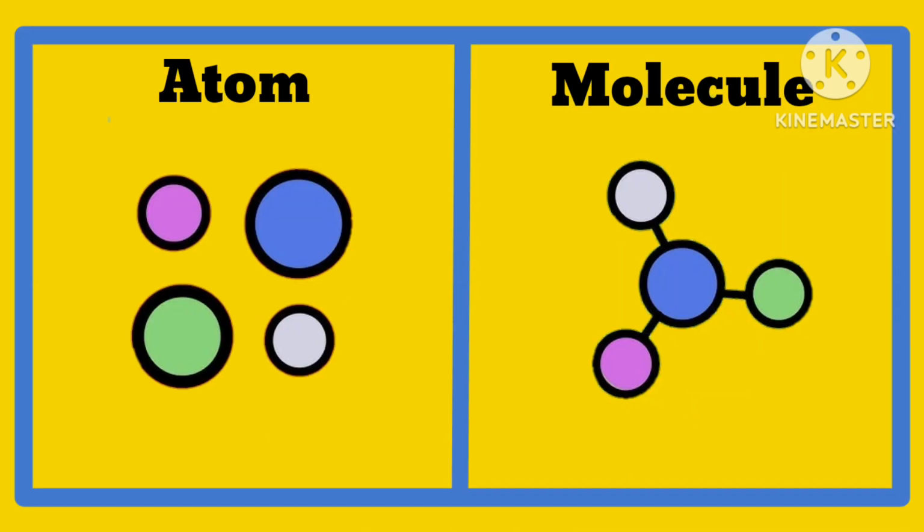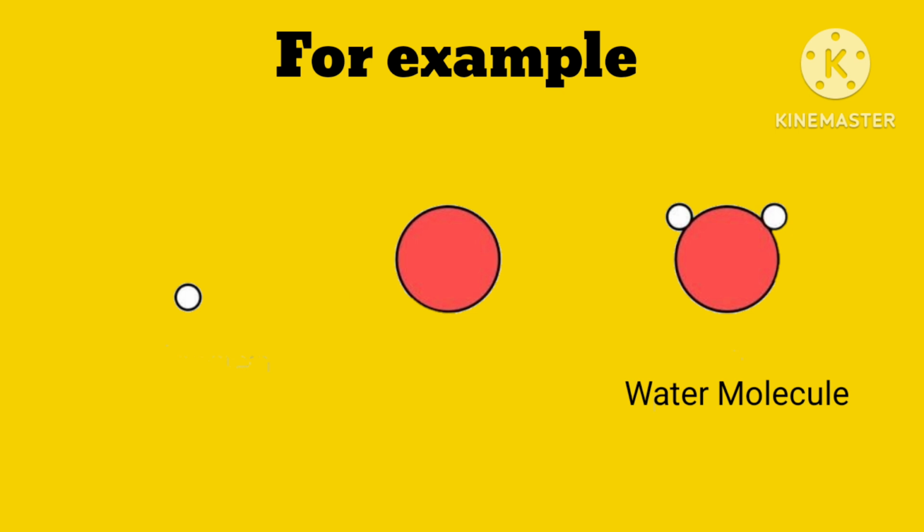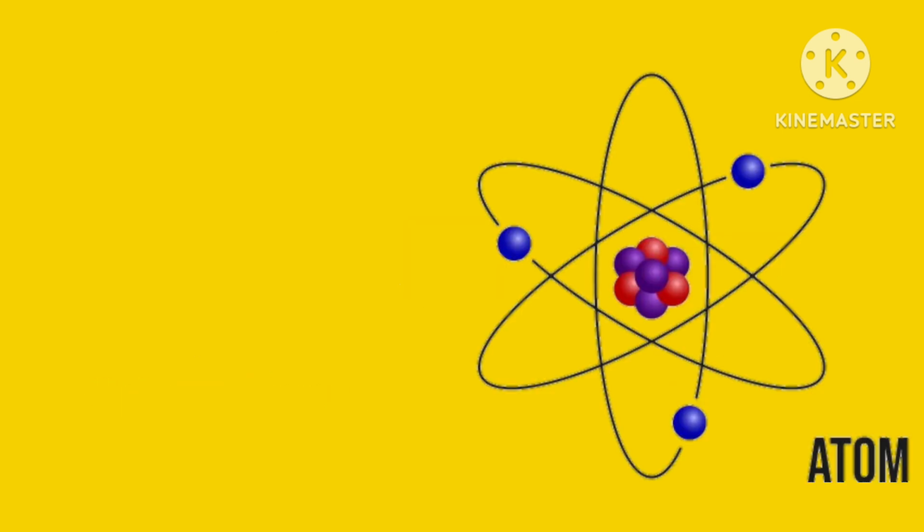Atoms are the tiny particles in the molecules that make up gases, liquids and solids. For example, let's take a case of water molecule. Water molecule is made up of oxygen atom and hydrogen atom.